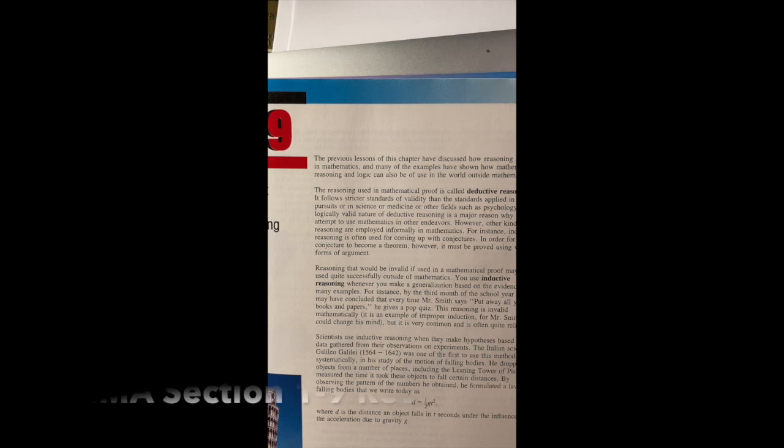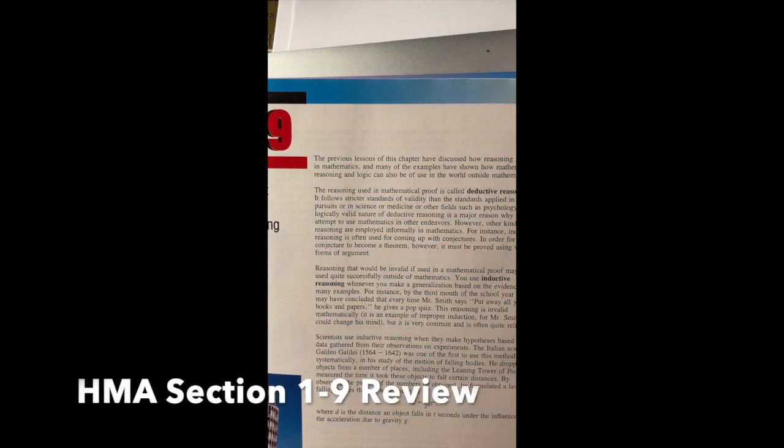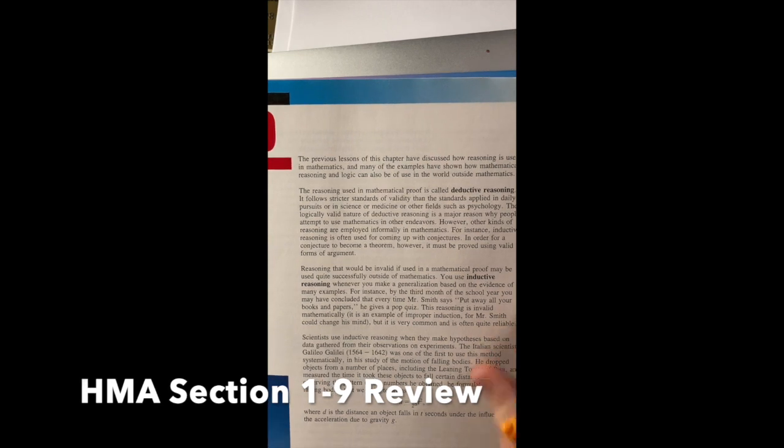This finally is section 1-9. Essentially, it's a summary and a bit of extension on the earlier sections. The kind of reasoning we've been talking about is called deductive reasoning. It's got stricter standards of validity than the standards applied in daily pursuits, right?